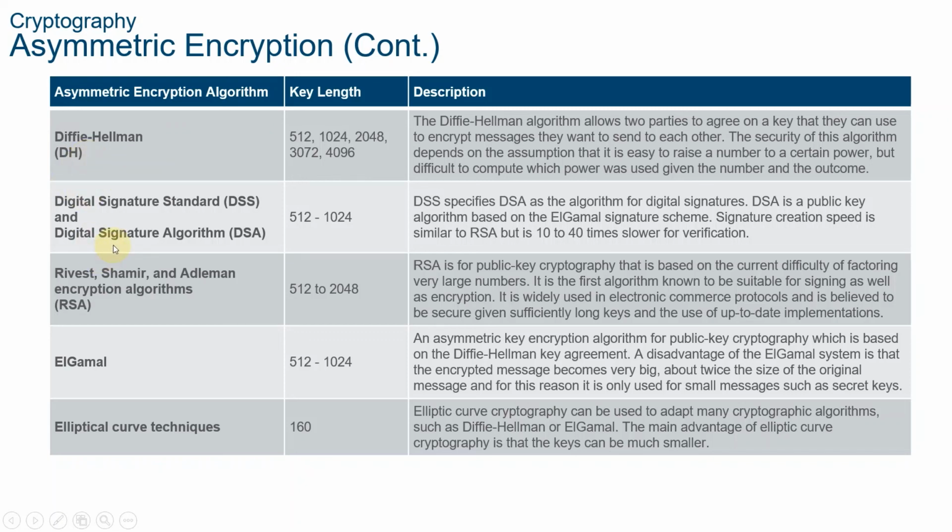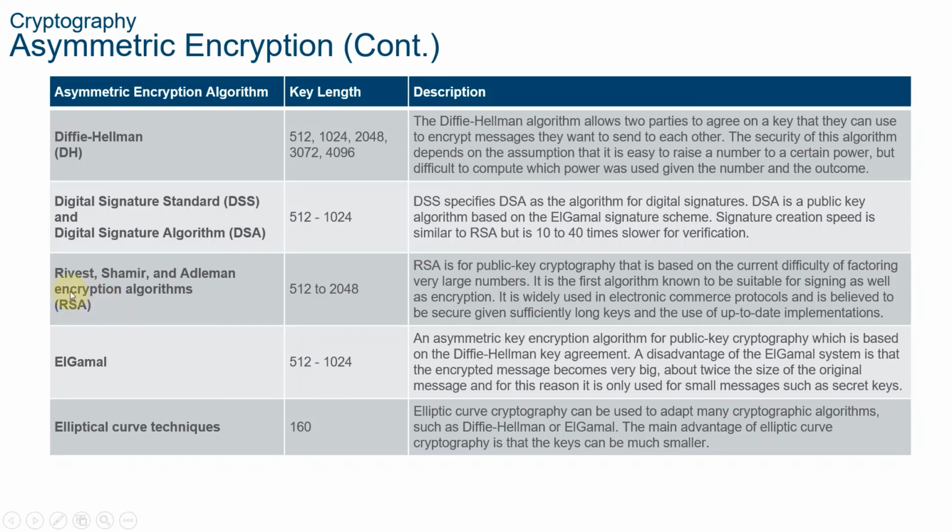Now, DSS specifies DSA as the algorithm for digital signatures. So DSA is a public key algorithm based on the ElGamal signature scheme. So signature creation speed is similar to RSA, but is 10 to 40 times slower for verification. Okay. Next is RSA.